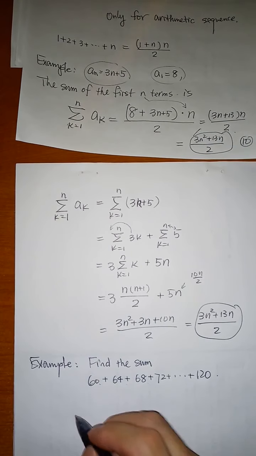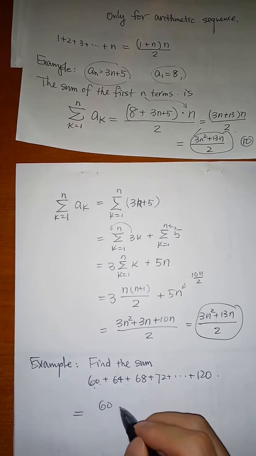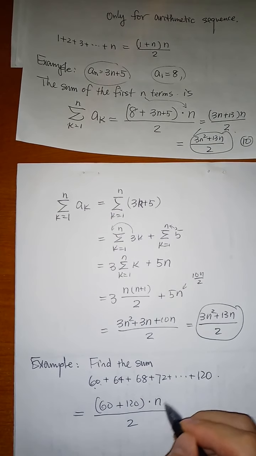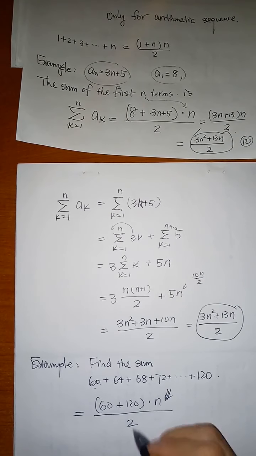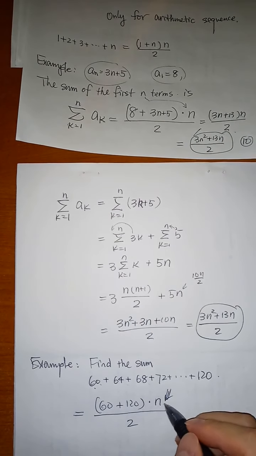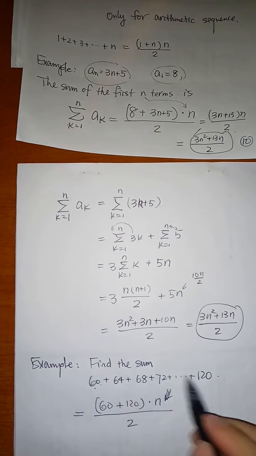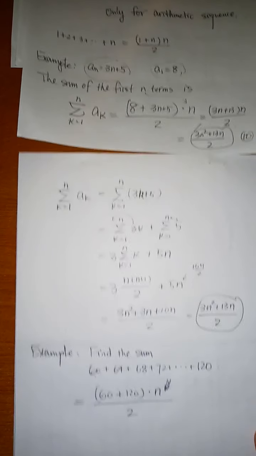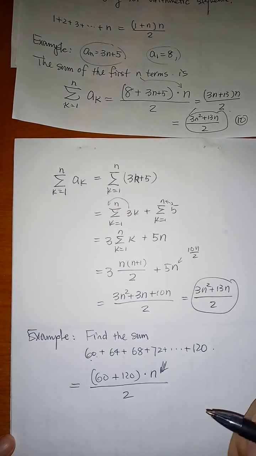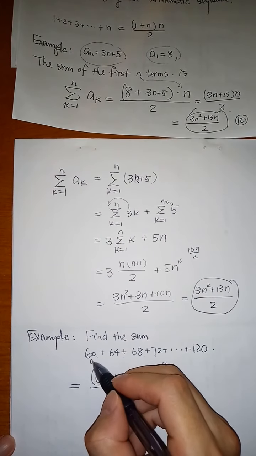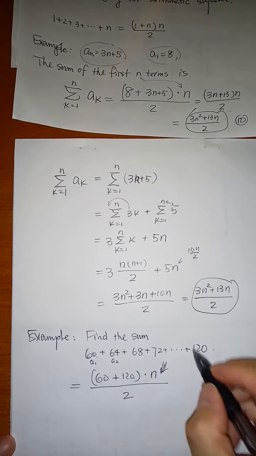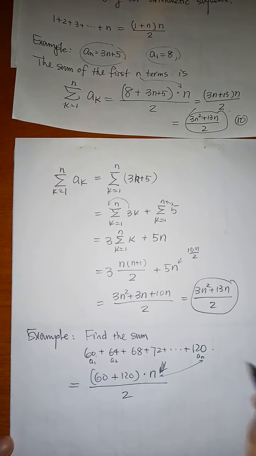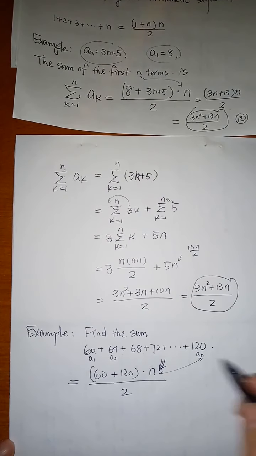And the formula will be initial term 60 plus 120 times the number of the terms divided by 2. The question is, what is this n? How many numbers do we have here? Okay, so we give them names. We will call this a1, this a2. This one will be an. This n is this n. Okay, those two are the same.